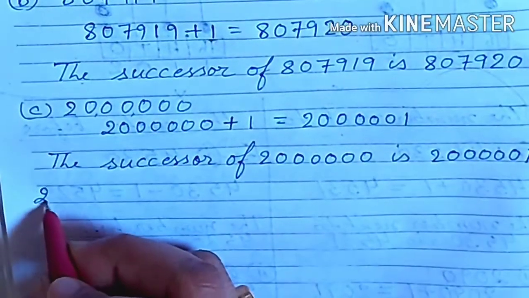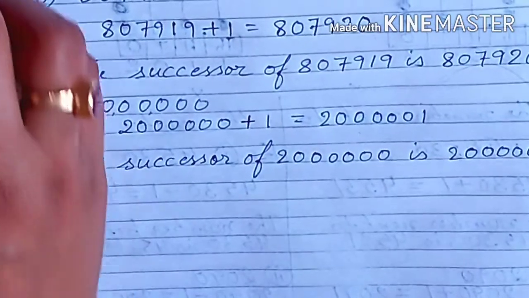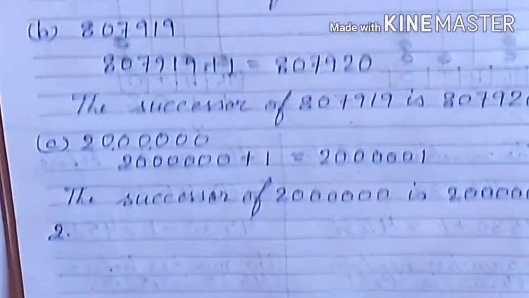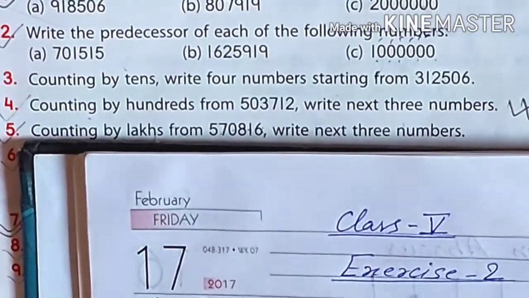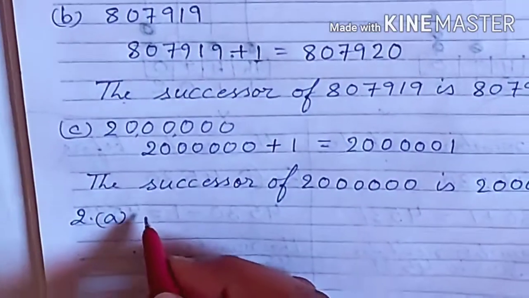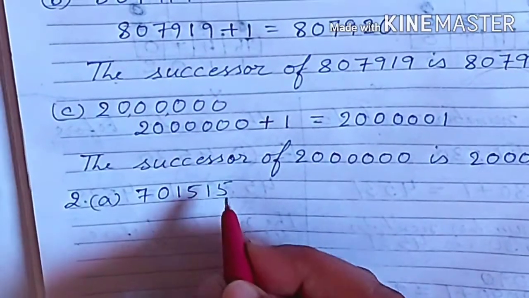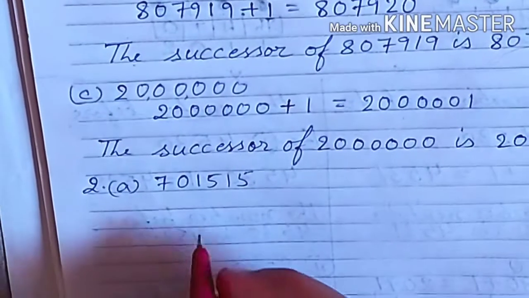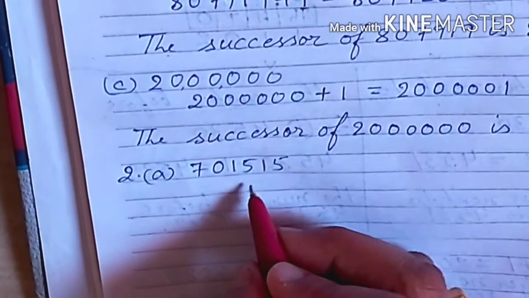Now go to question number 2. In question number 2, write the predecessor of each of the following numbers. As we know, to find the predecessor, we have to subtract 1 from the given number. So the first number is given here, 7,01,515. To find the predecessor, we have to subtract 1 from this number.